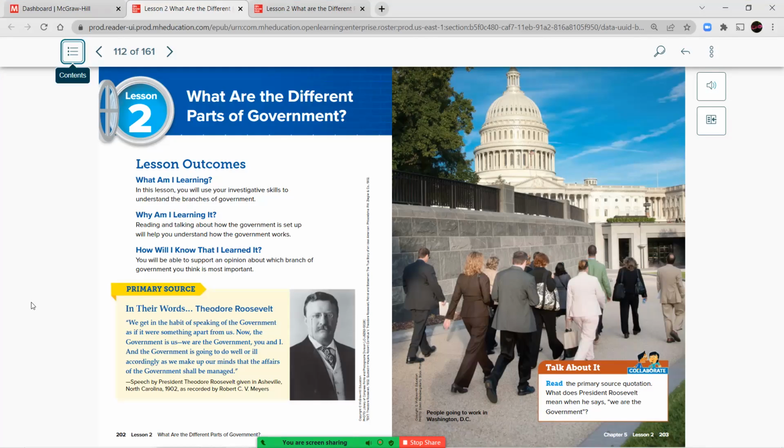Hello, third grade, and welcome to Chapter 5, Lesson 2, What are different parts of government? In this lesson, you're going to use your investigative skills to understand the branches of government. Reading and talking about how the government is set up will help you understand how the government works.